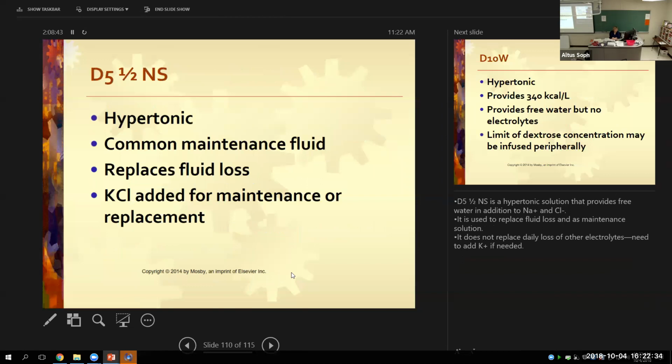D5 half normal saline is considered hypertonic. It is a very common maintenance fluid. It can replace fluid loss. And oftentimes we will add potassium in there if we need to add potassium. A lot of times you'll see D5 half normal saline with 20 of K hanging.